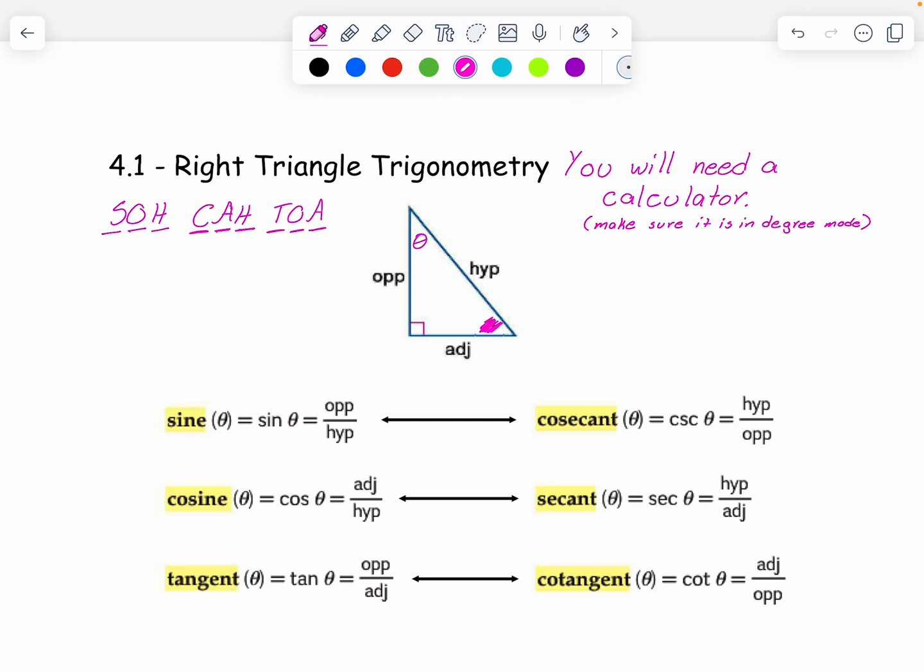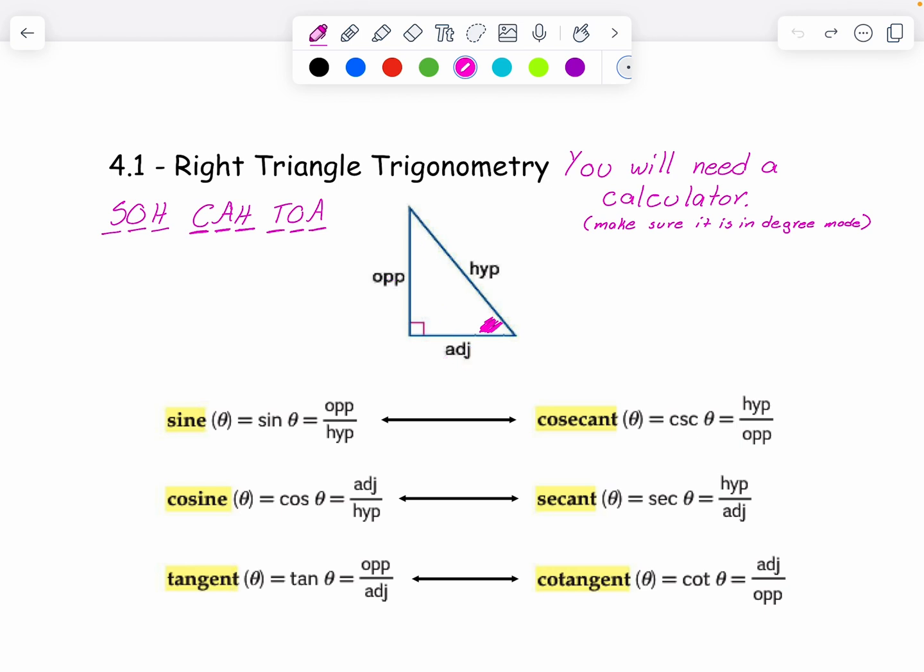However, let's say that we did this one as theta. Then that means across from that, this would now be the opposite, which means this would be the adjacent, but the hypotenuse still did not change.